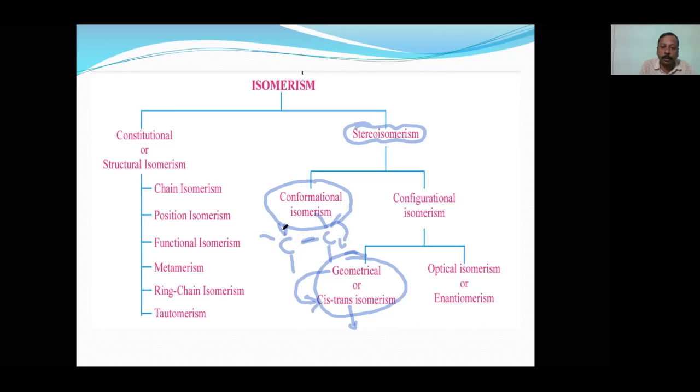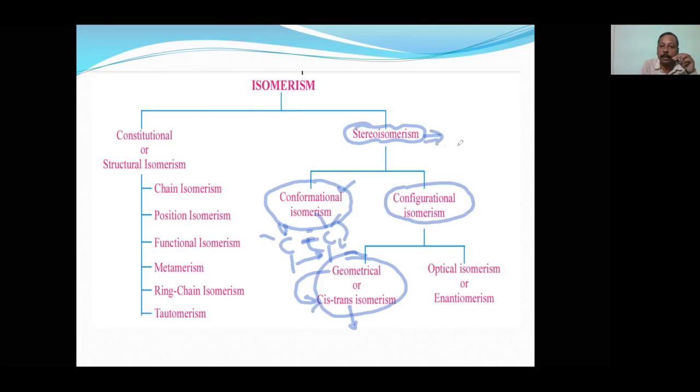You keep one of the carbon atoms fixed and rotate the other. There will be a change in the distance between the groups attached on each carbon atom; that will keep on changing. Such isomers are called conformational isomers. Other than rotation, sometimes rotation is not possible, or whatever isomers we get other than by rotation, they are called configurational isomers.